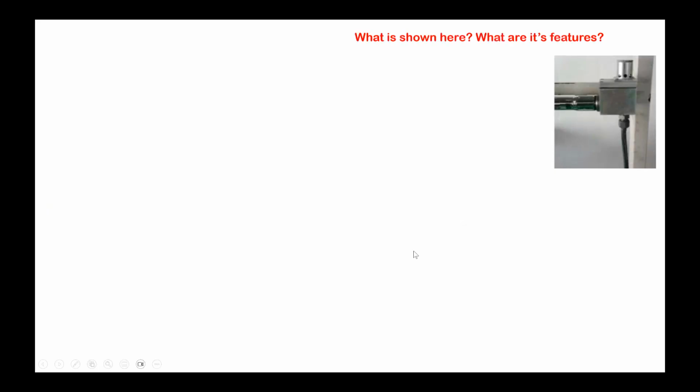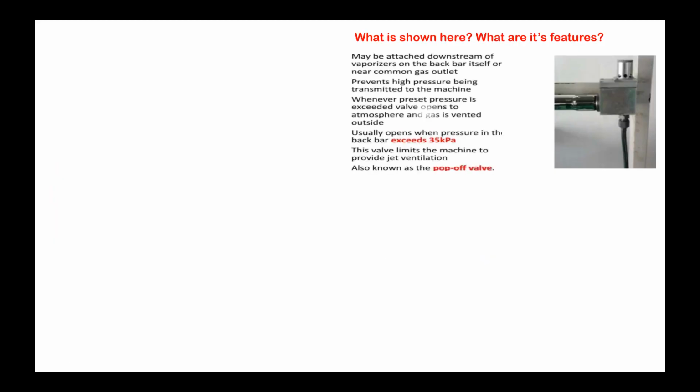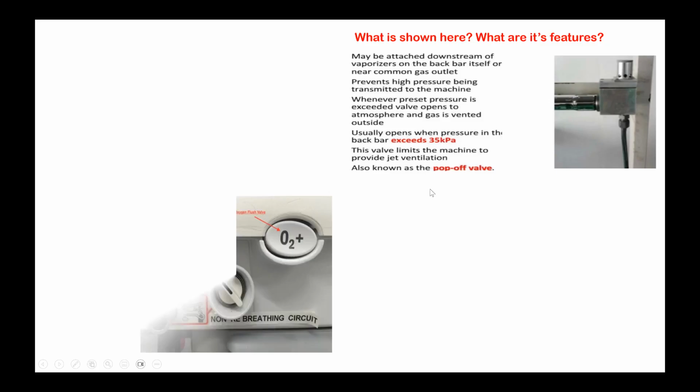What is shown here, which we have already seen? Pressure release valve. It prevents high pressure from being transmitted to the machine. Whenever the preset pressure is exceeded, the valve opens to atmosphere and gas is vented outside. It usually opens when the pressure exceeds 35 kilopascals, and it is also known as the pop-off valve.